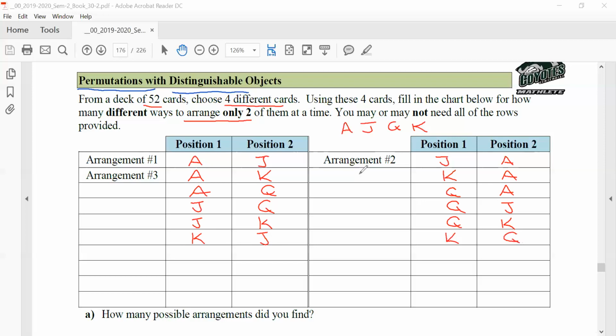Okay, I don't think I can find any more, so let's just count how many arrangements we have. 1, 2, 3, 4, 5, 6, 7, 8, 9, 10, 11, 12. Okay, I came up with 12 unique arrangements, 12 unique ways that I can order these 2 cards and see them uniquely. Now that you see that there's 12 different arrangements, hit pause again, and let's see if you can figure out the rest of the questions on this page. See you in a couple minutes.